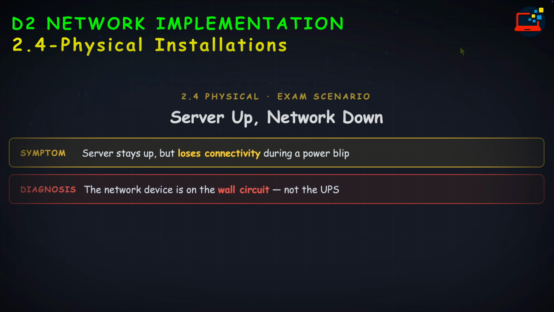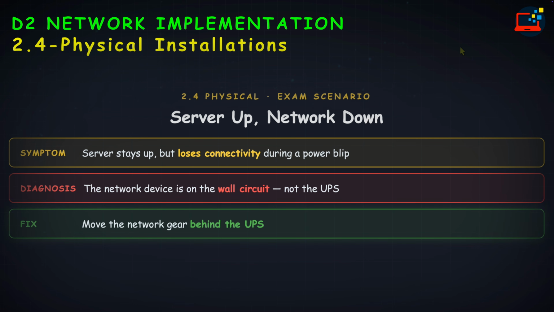The exam may give you a scenario where a server stays up but loses connectivity during a power blip. That is a network device on the wall circuit, not the UPS. Move the network gear behind the UPS.